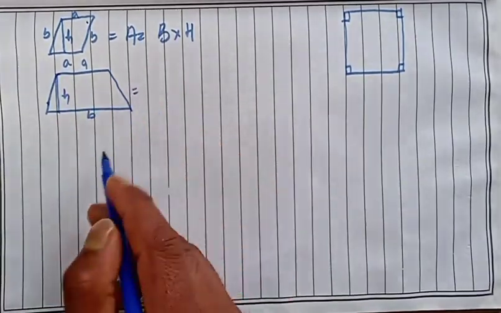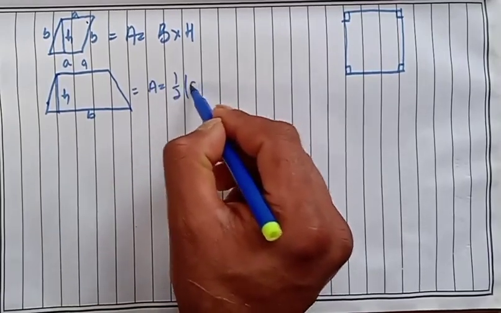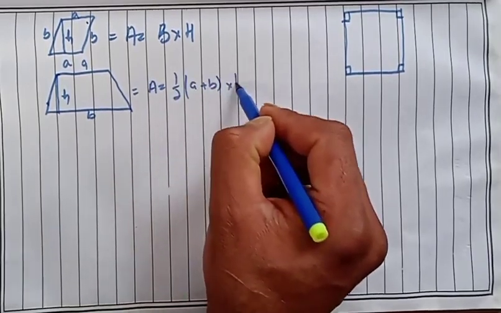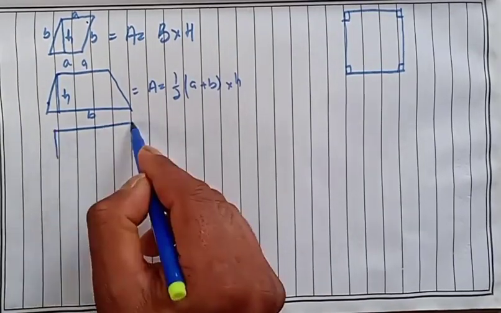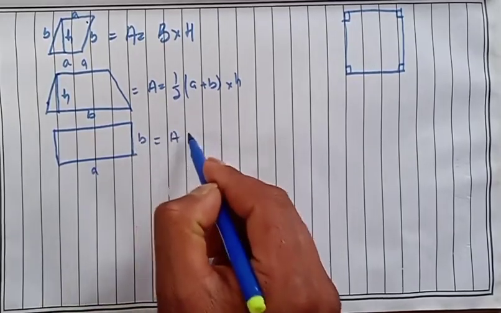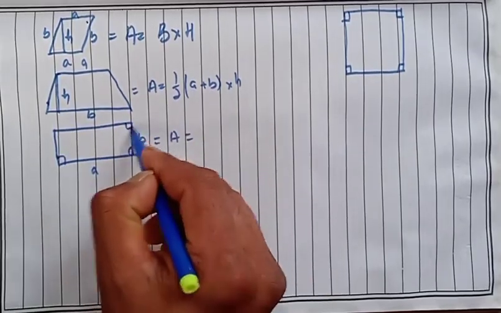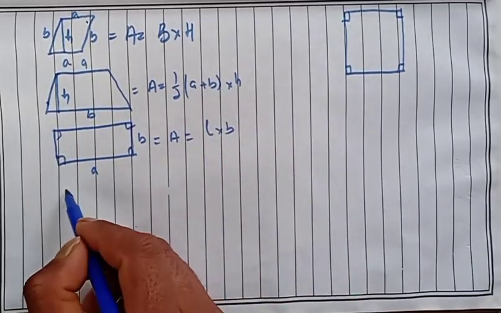And its area is equal to 1 by 2 sum of parallel sides, that's A plus B into height. And there is another type of quadrilateral, that is a rectangle. Suppose this is the length of the rectangle, this is the breadth, and its area is equal to length into breadth. And another type of quadrilateral, that's a rhombus.